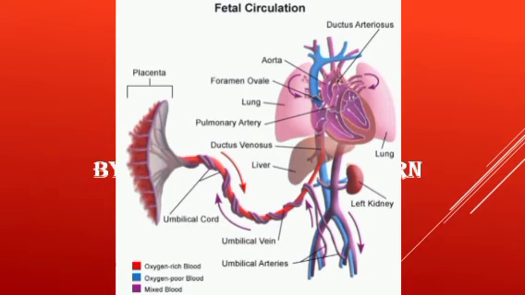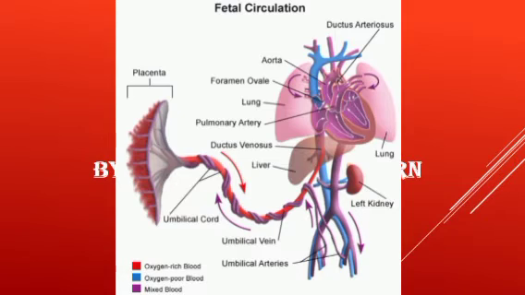Talking about fetal circulation, in fetal circulation we have some additional structures. We have 5 additional structures. What are those? We have the umbilical vein, the ductus venosus, the foramen ovale, the ductus arteriosus, and we also have the hypogastric arteries. So these are the 5 additional structures in fetal circulation.